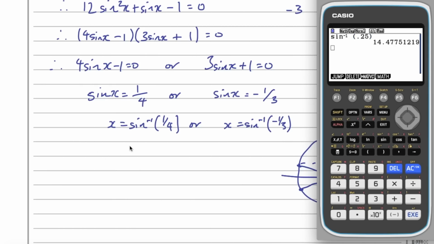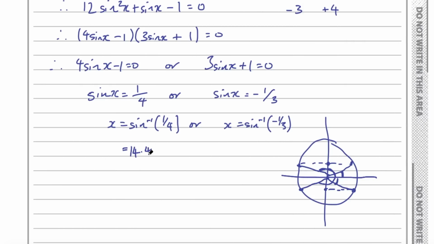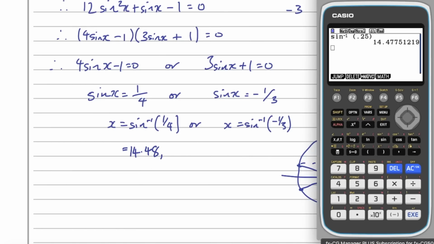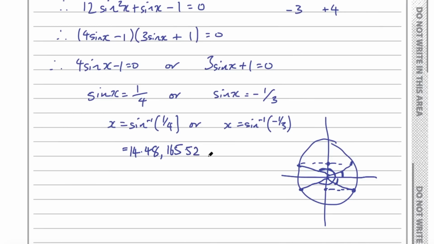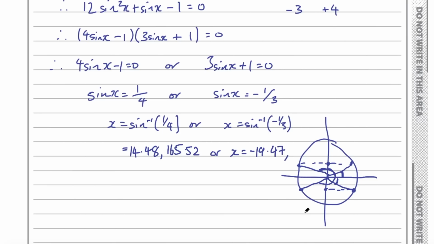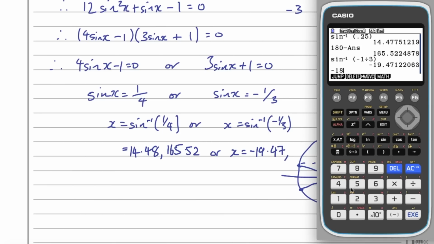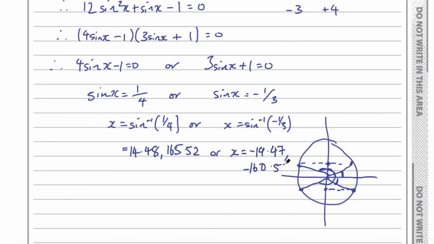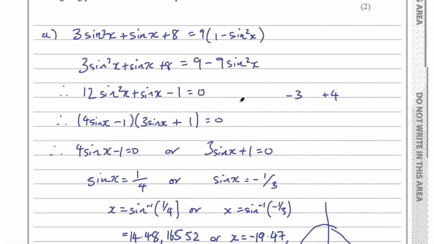and we get 14.48. And then we need to subtract that from 180 to get the second value, and we get 165.52 as well. Or we need to work out the ones for the inverse sine of minus a third. Put that into your calculator, and you get minus 19.47. And then we need to do minus 180, subtract that answer as well, and we get minus 160.53. So 4 answers there, and that was part A for 6 marks.